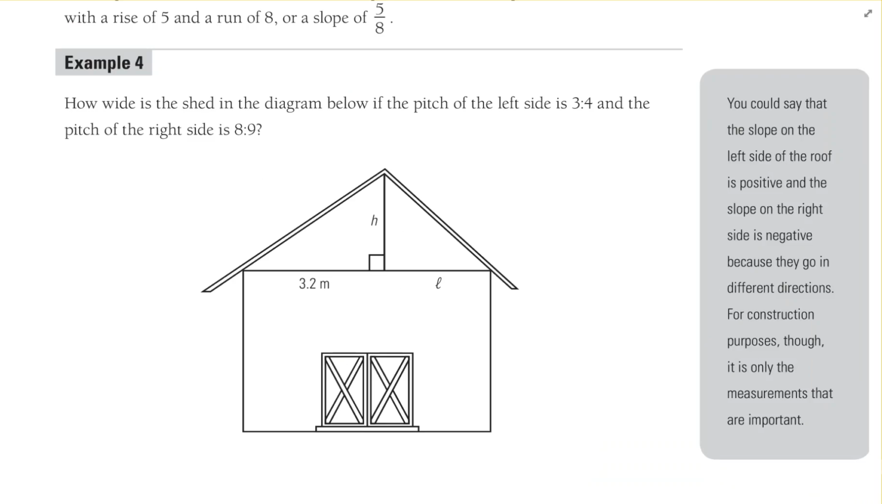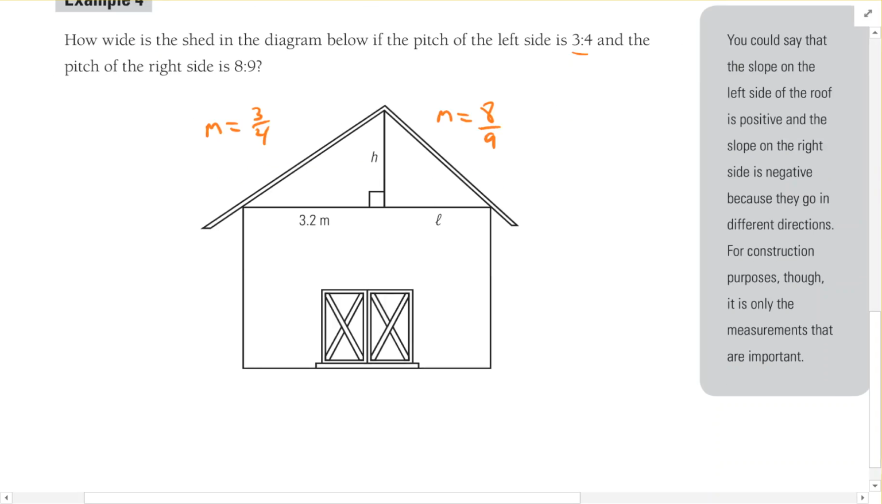Okay, so looking at this one now, it says how wide is the shed in the diagram below if the pitch of the left side is 3/4, slope, because it just as easily could have said, and the pitch of the right side is 8 to 9. Okay, so this side, the slope, m, is going to be 3/4. This side, it's going to be 8/9, or 8 to 9. Okay, so what I'm going to do on the left side of the house is I'm just going to write that down, 3/4. So that's what my slope is.